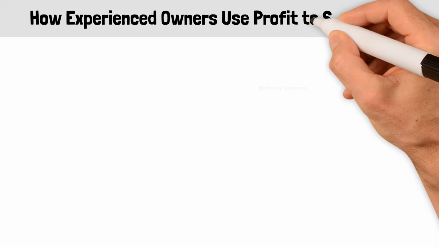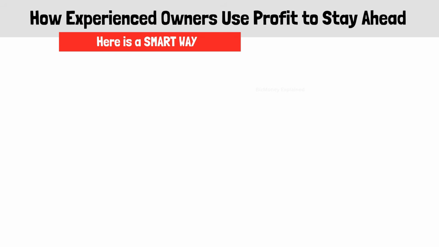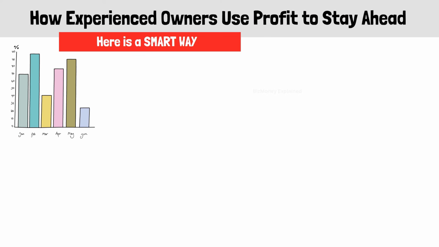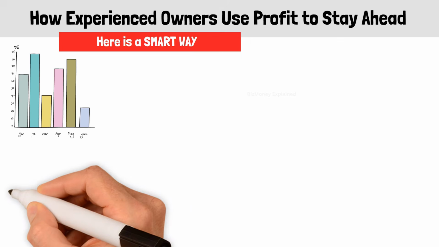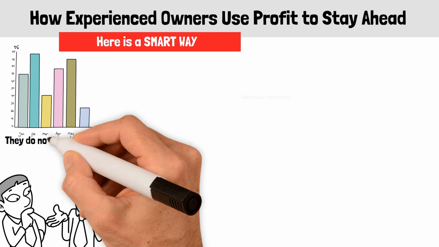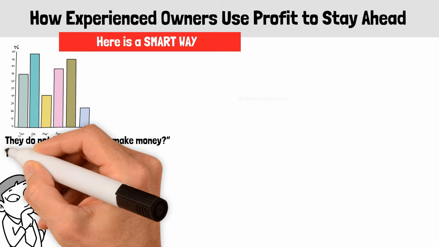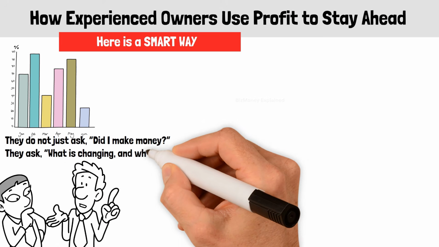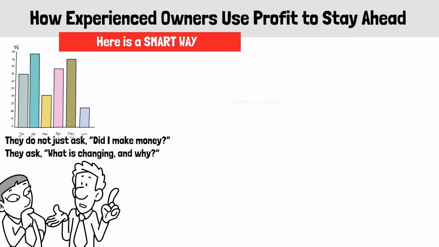Most important, how experienced owners use profit to stay ahead. Once you understand how profit and loss works month to month, the real power comes from reading between the lines. This is where experienced business owners separate themselves from beginners. They do not just ask, "Did I make money?" They ask, "What is changing and why?"